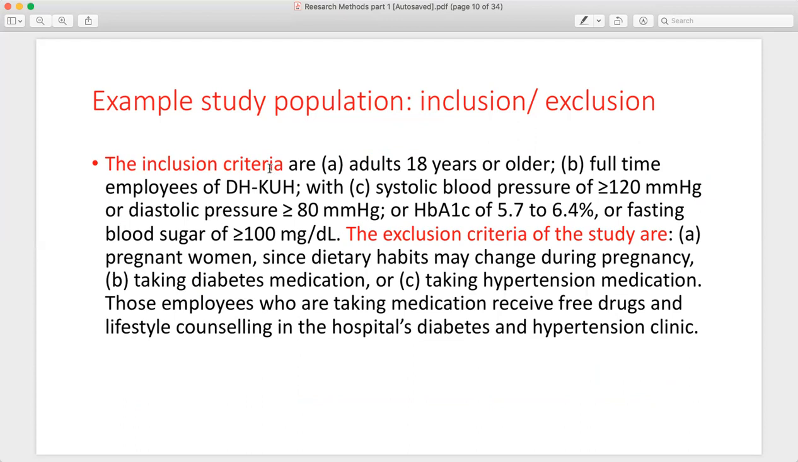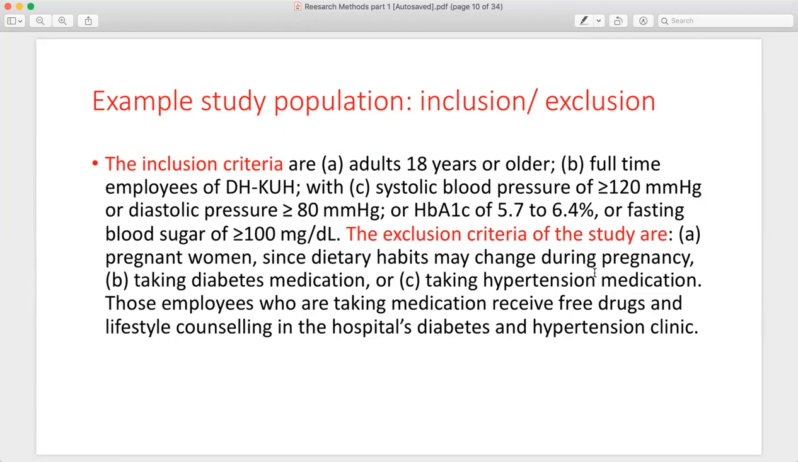So here, we are saying that the inclusion criteria are adults, 18 years or older, full-time employees, those who have systolic blood pressure of more than or equal to 120 mmHg, or diastolic blood pressure of more than or equal to 80 mmHg, or HbA1c of 5.7 to 6.4, or fasting blood sugar of more than 100 mg per dl. So when we decided on this inclusion criteria, it is also directly connected with our specific objective, because we wanted to lower the glucose level or HbA1c among those who are at high risk of developing diabetes. So we are going to recruit only these people in this study.